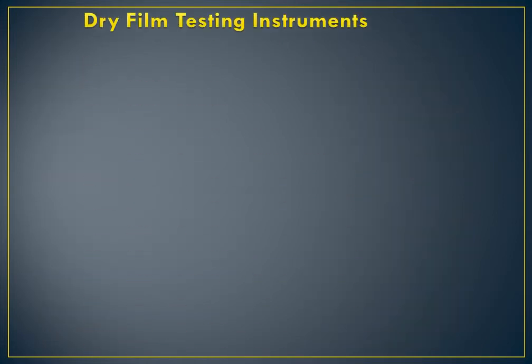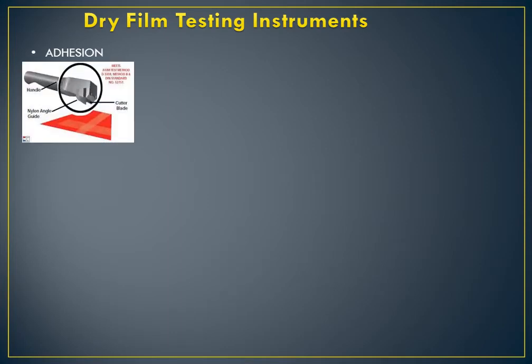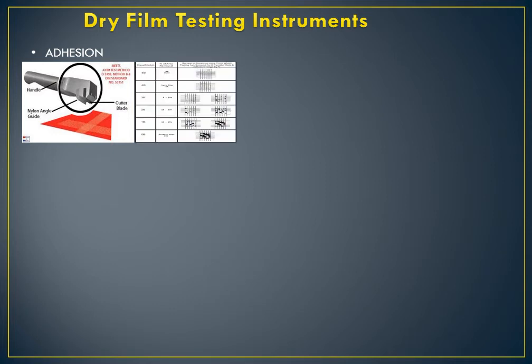Then coming on next point, dry film testing instrument. So dry film testing instruments we check dry film properties, like adhesion. Adhesion is one of the biggest and most important properties of the paint, because if you are not having good adhesion, it means there's no other property that could have any kind of impact on your coating. So it should pass.